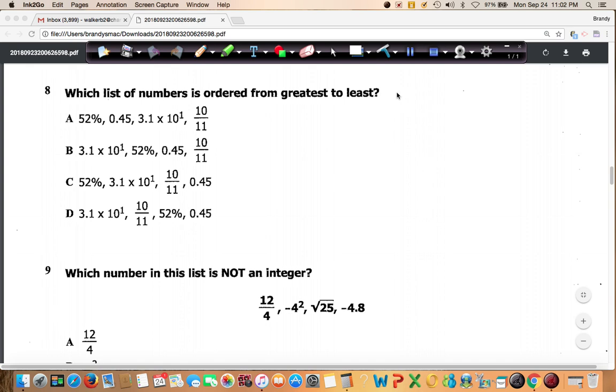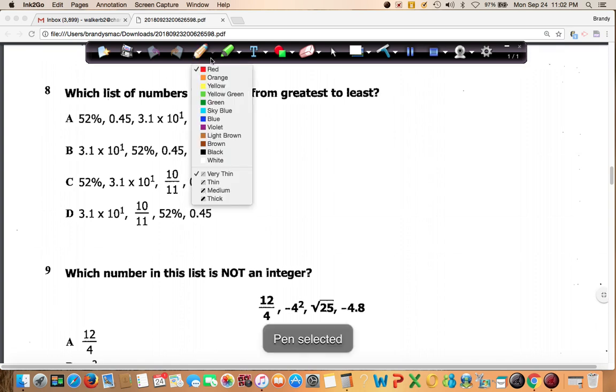Number 8, which list of numbers is ordered from greatest to least? All right, so in this case, again, we are given a list. They are 4 numbers. They're the same four numbers, but they're all in different orders. So since they're in different formats, yep, I'm going to change them all to decimals. Good job. And then I'm going to order one and see which one matches what I need.